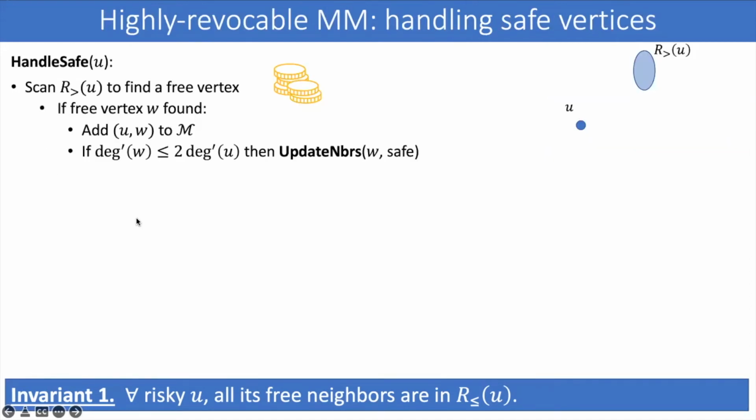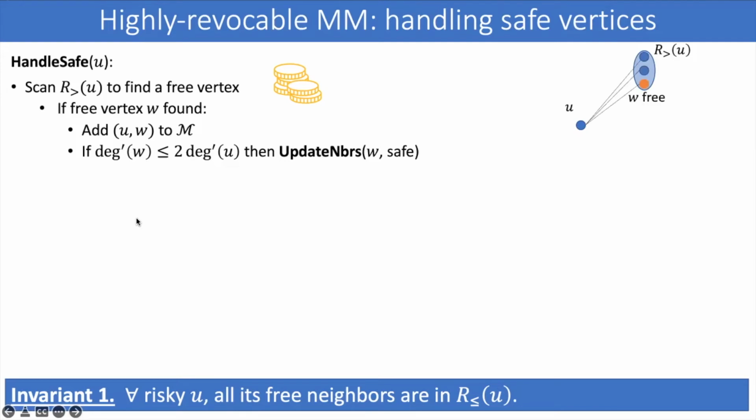We now dive into the details of the algorithm. First, we explain the easier case in which we handle a safe vertex. In this case, we have deg of U credits, so this treatment should be trivial. The main challenge here is to maintain all the data structures together with invariant 1, which is crucial for handling risky vertices. As I mentioned earlier, a risky vertex might not have enough credits to scan its entire neighborhood.